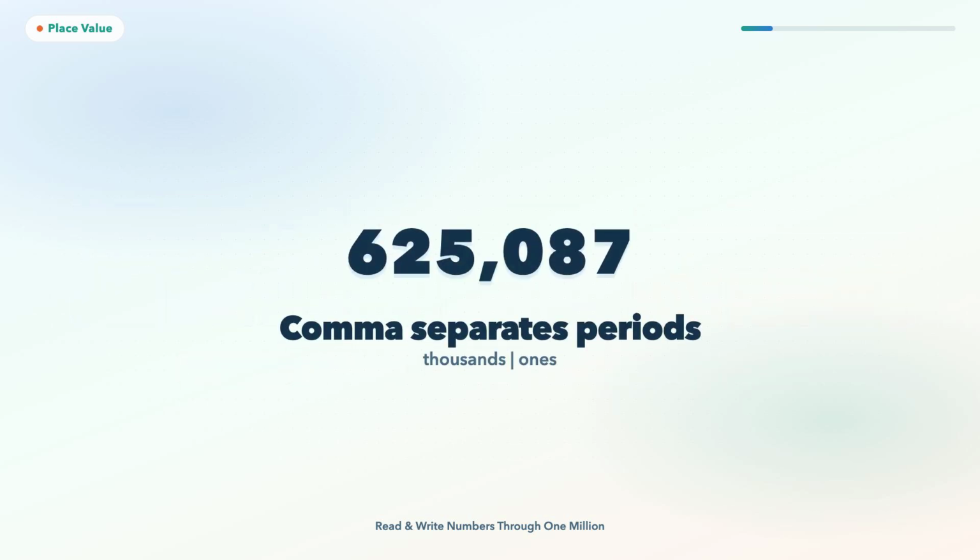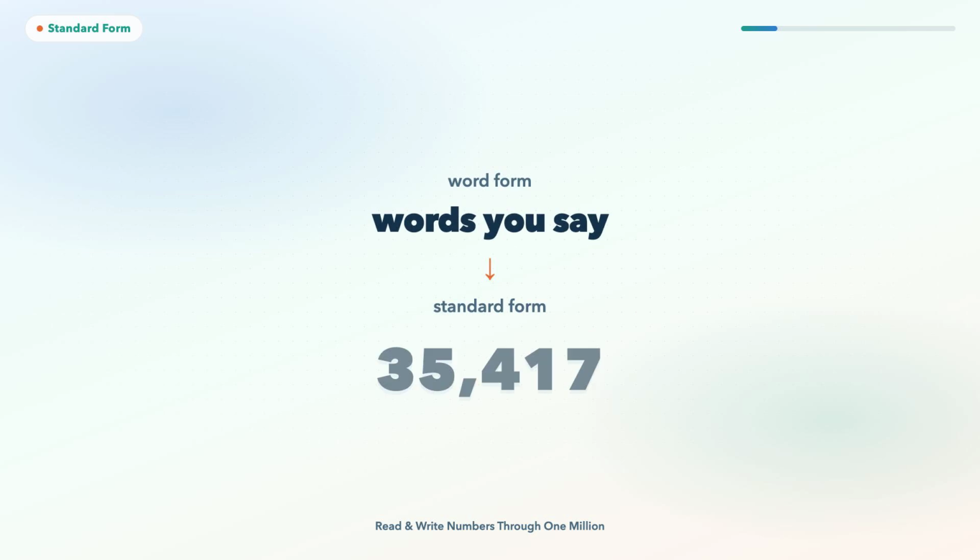Notice the comma after the 5. That comma separates the thousands period from the ones period. Reading left to right, say the thousands period, say thousand, then say the ones period. Standard form means writing the number with digits. When you hear a number in words, translate each period into digits and keep the commas between periods.